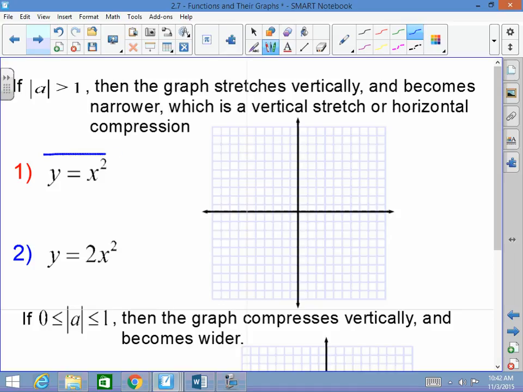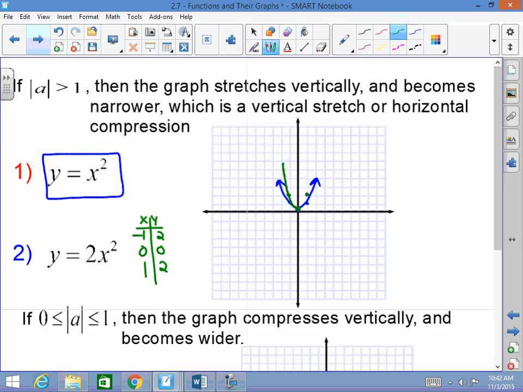Hopefully by now, you know that the parent function for y equals x squared is 0, 0, 1, 1, and negative 1, 1. Let's see the difference when it's y equals 2x squared. Well, in this case, negative 1, 0, and 1. When x is negative 1, squared is 1, 1 times 2 is 2. 0, 0. When x is 1, squared is 1, times 2 is 2. So I've got 0, 0, 1, 2, negative 1, 2.